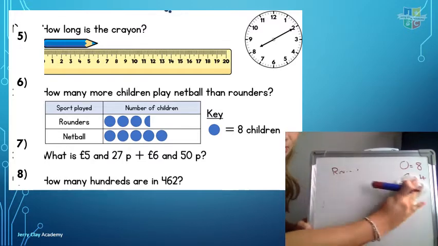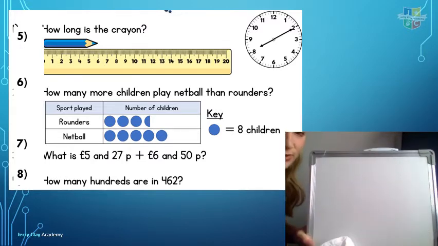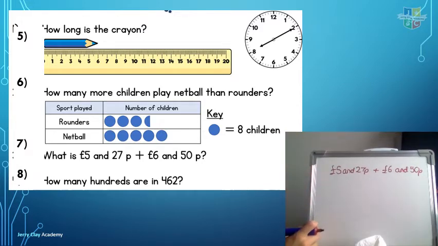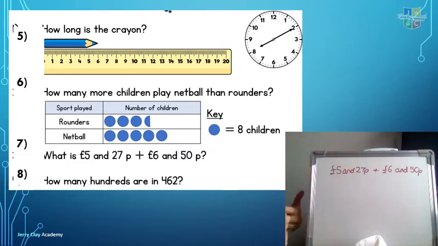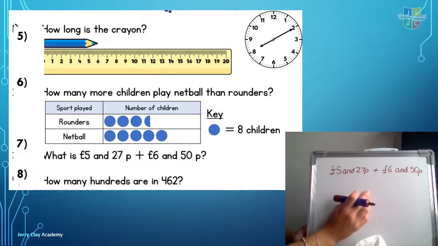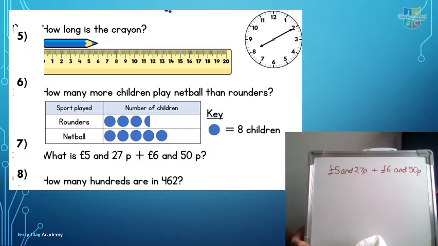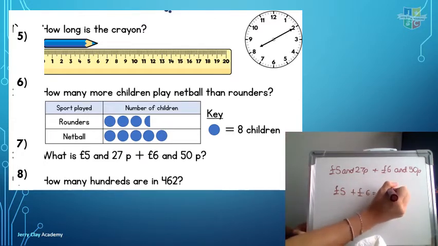Okay, let's have a look at the next one. What is £5.27 add £6.50? So first thing I'm going to do is see if there's going to be any exchanging. So 5 add 6, yes, it's going to exchange, but that should be a nice and easy one. I could then look at my pence, 27 add 50 pence. There's not going to be any exchange in there, so we can just add our pounds. £5 add £6, which is £11.